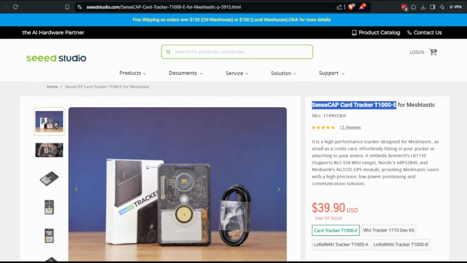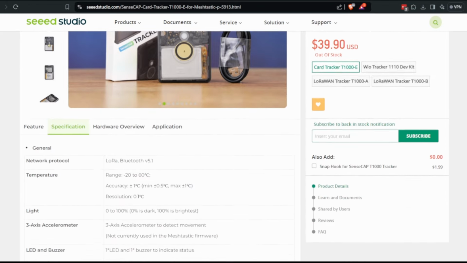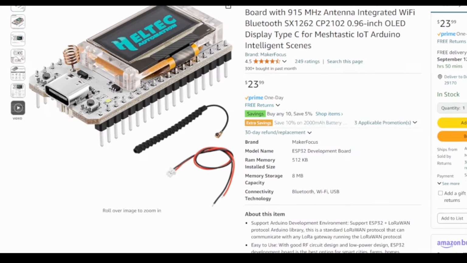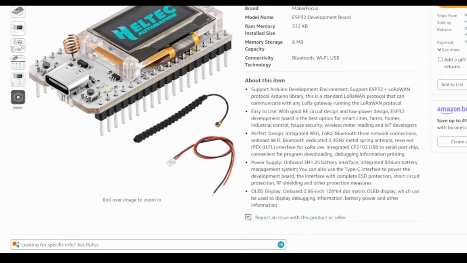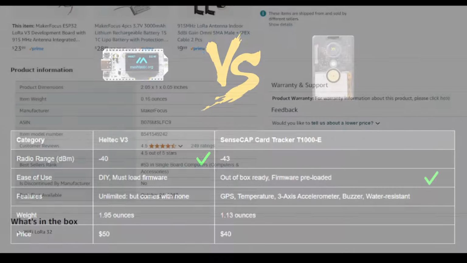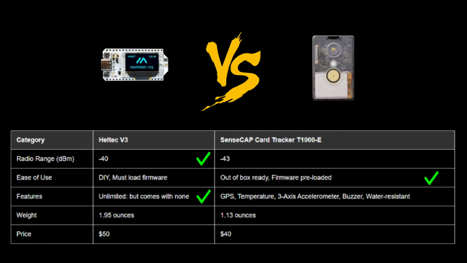When it comes to features, the T1000-E stands out with its built-in GPS, temperature sensor, 3-axis accelerometer, buzzer, and water-resistant enclosure. The Heltec V3, while offering unlimited customization, doesn't come with the basics like a case or battery. The Heltec V3 wins this one.